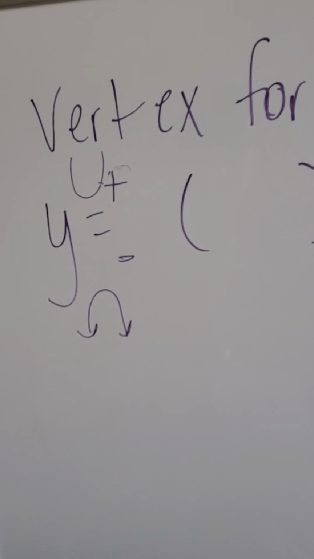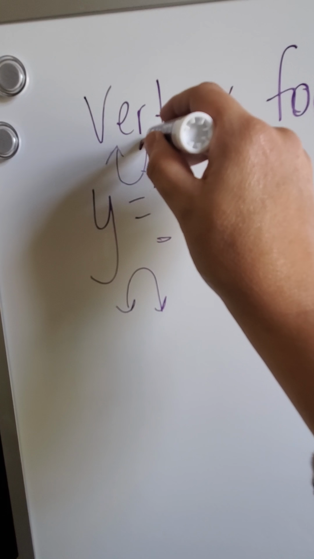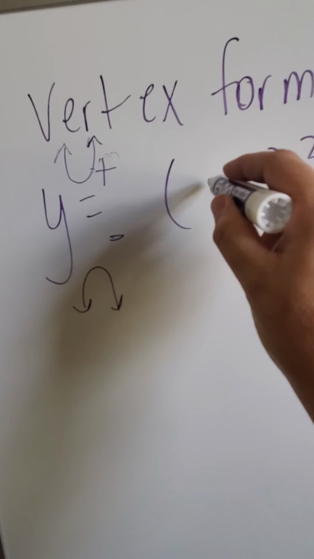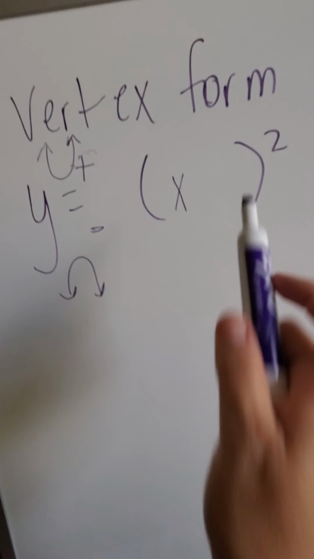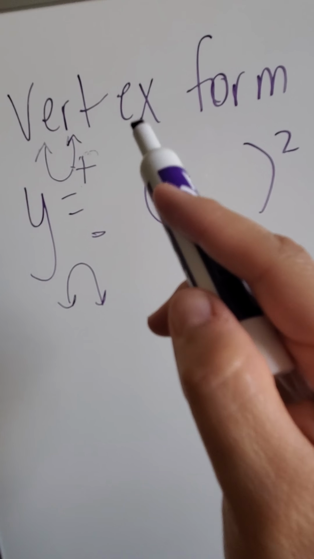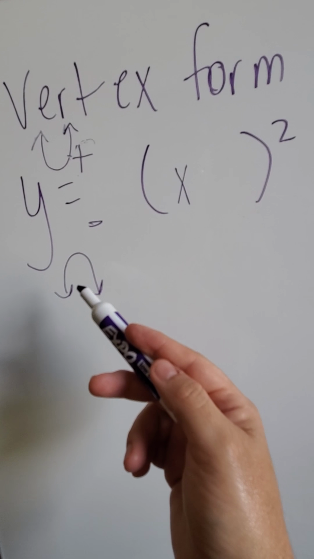Okay, so if it's positive, it opens up. If it's negative, it opens down. That's a pretty simple concept. I'm going to put my X here. Now, if it's just a straight x squared, then it's at the origin and it goes up, okay? But there's all kinds of things that can happen to it, all right?